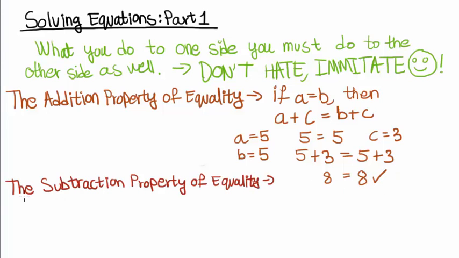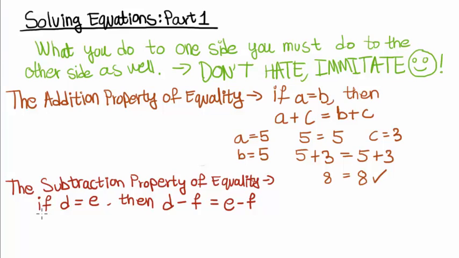Now the subtraction property of equality is very similar to the addition property of equality. Again, I have two numbers being equal to each other. So in this case, I'll use the variables d, e, and f. So if d is one number and e is another number, and they're both the same number, I have d is equal to e. Then d minus f is the same thing as saying e minus f, given that f is the same number on both sides of the equation.